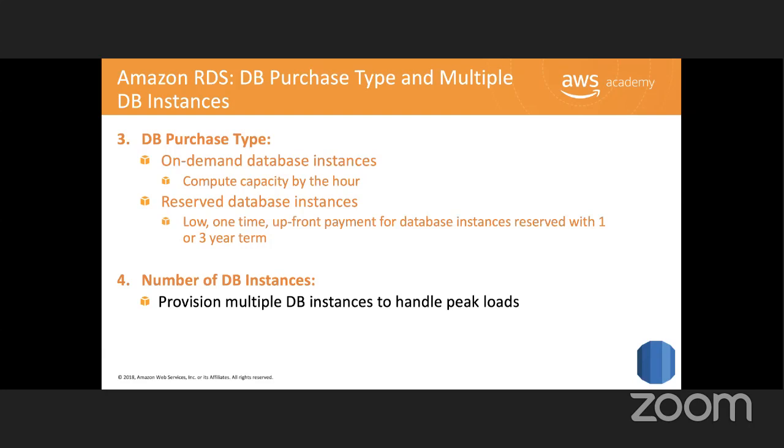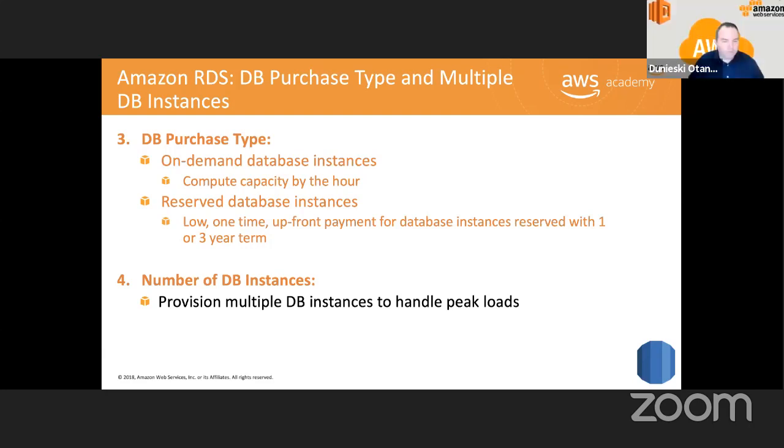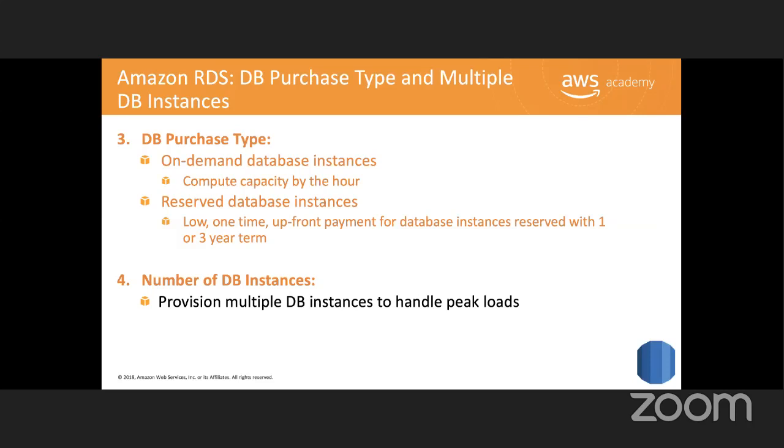I have a quick question, Professor, about the last point. Yes. So let me see, where are we? Okay, provision multiple database instances to handle peak loads. Let's say what you reserve is not enough and you've underestimated. What would happen in that case?